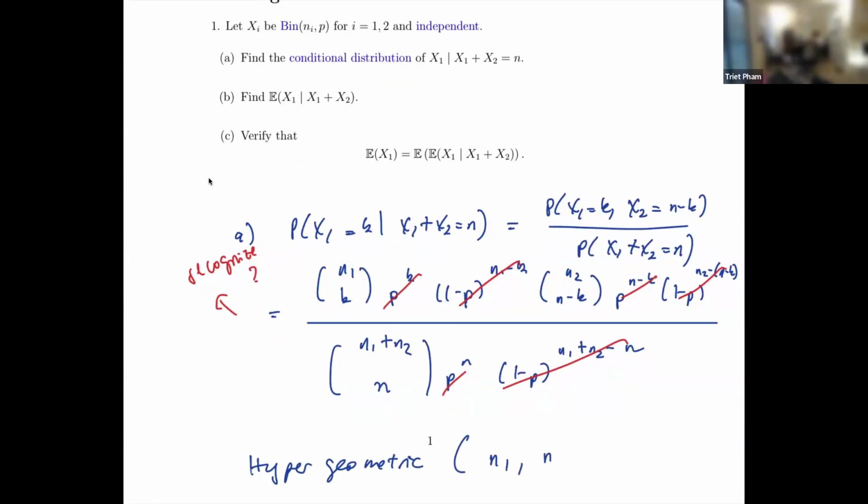I think the hypergeometric notation is big N, big K, and little n. So big N is the total number, so it's n1 plus n2. Big K is n1, and little n is little n.